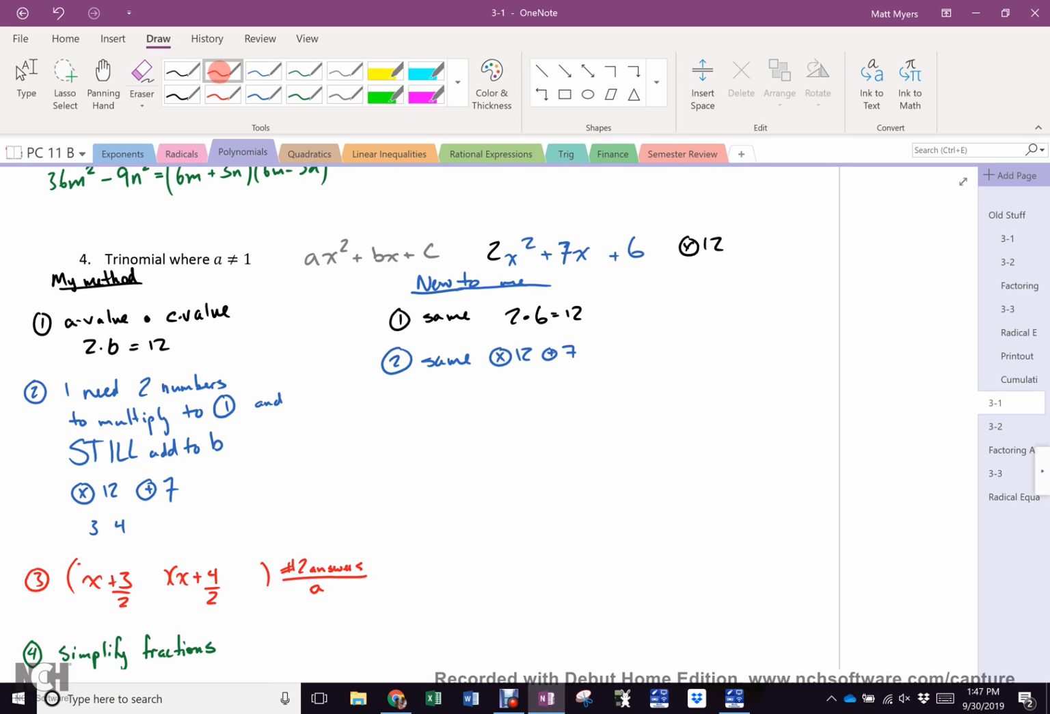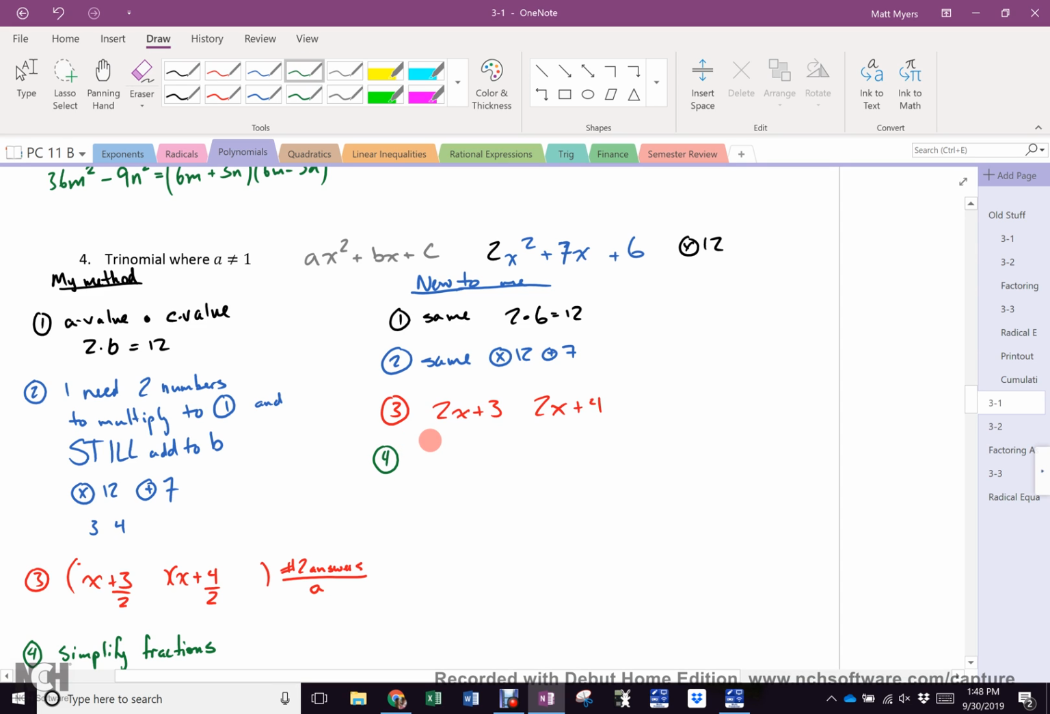Step 3 is a difference. Instead of doing x and x, I do 2x and 2x, because I got a 2 there. That's what I don't like. And it becomes 2x plus 3 and 2x plus 4. Everybody cool? And here's where it goes new.